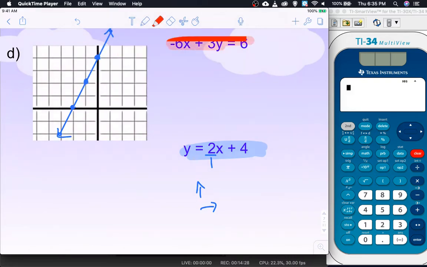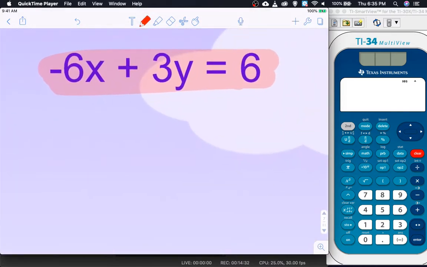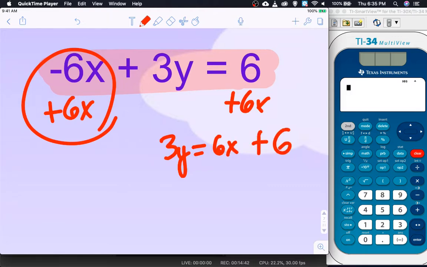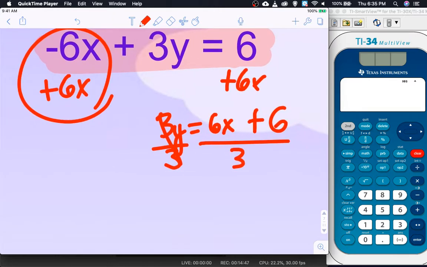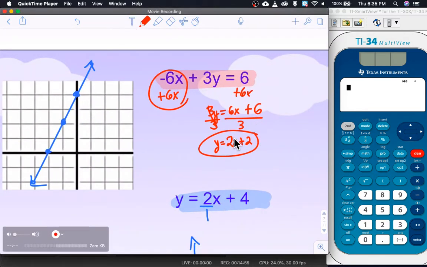Let's graph us our red line. So we're going to solve for y first. I'm going to add 6x to cancel out that minus. 3y equals 6x plus 6. Divide by that 3 to make the y by itself. And y equals 2x plus 2. I can see that these are not the exact same equation, so I'm going to keep going.